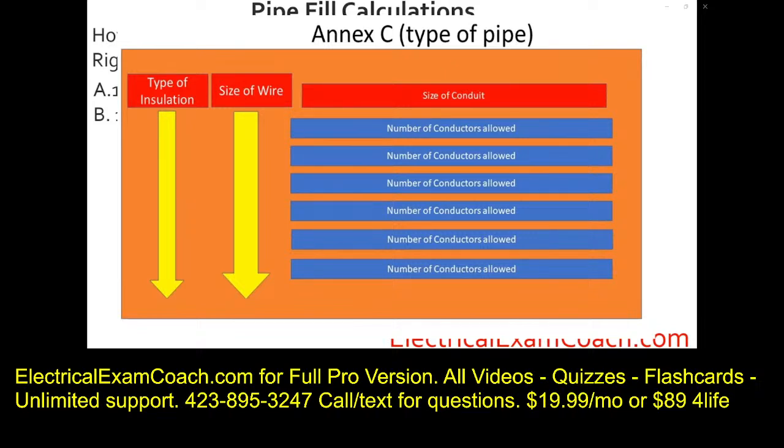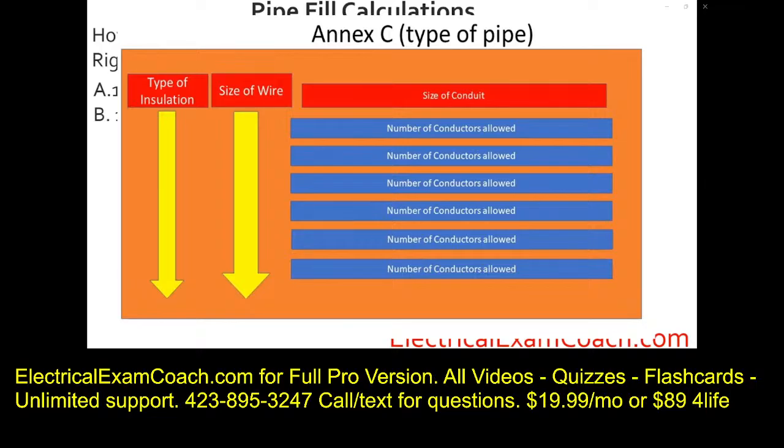Then we're going to start on the left-hand side until we find our insulation type. Every time we flip a page, we're reading that heading to make sure that we're not starting off into a new table or a new version of the table. Then once we find our insulation type, we're going to cross over to the size of wire.